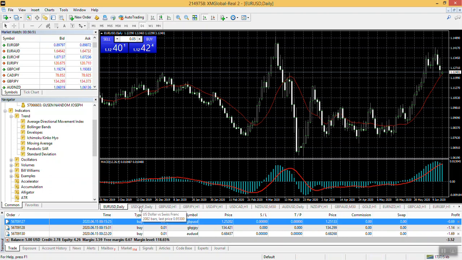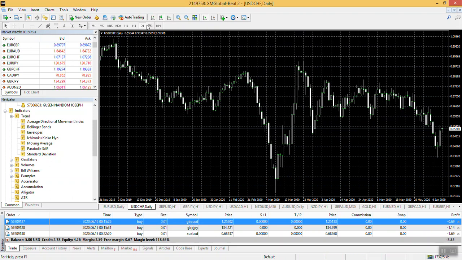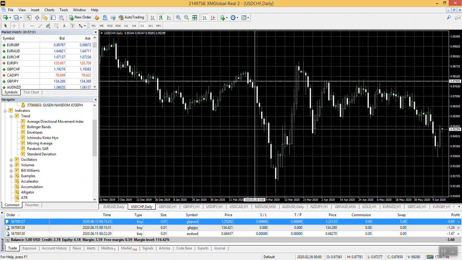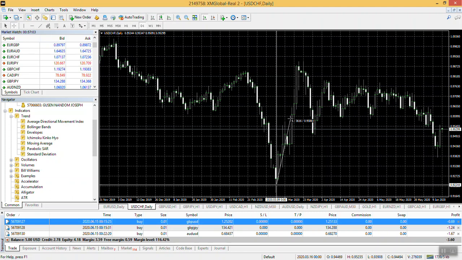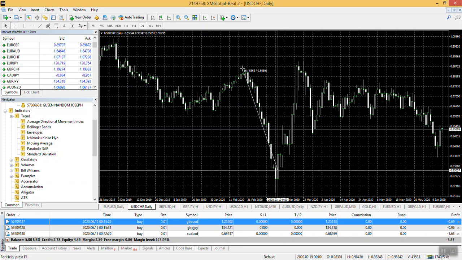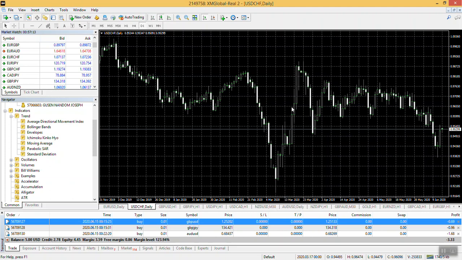Let's look at USD CHF. Look at daily. Now do we see one? Now this is a V shape. Sometimes it is a V shape, sometimes it is a cap. Like here, it started from here, it moved like this. From here as well, it moved like this. So this is what we call a V shape. So this is also a trend.